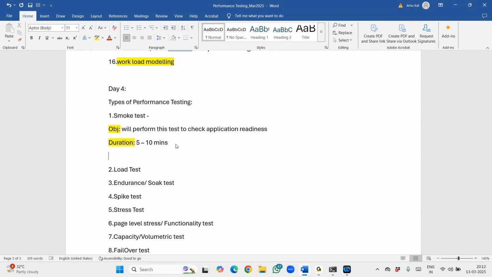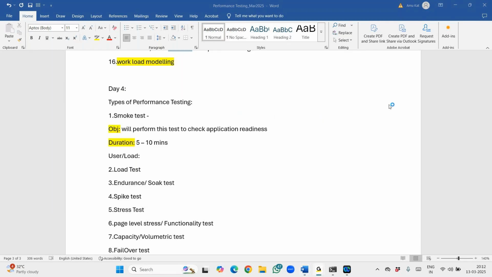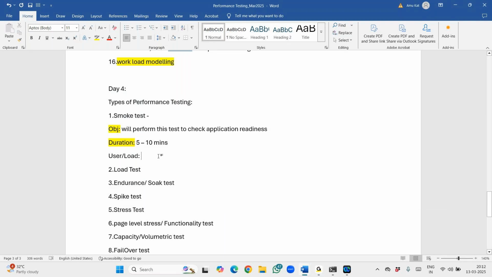And user count is nothing but user or load. Suppose Radha is our client, and she is asking us to go ahead with 100 users for the IRCTC application. If the client is willing to go ahead with 100 users, it doesn't mean you need to go ahead with 100 users in your smoke test.